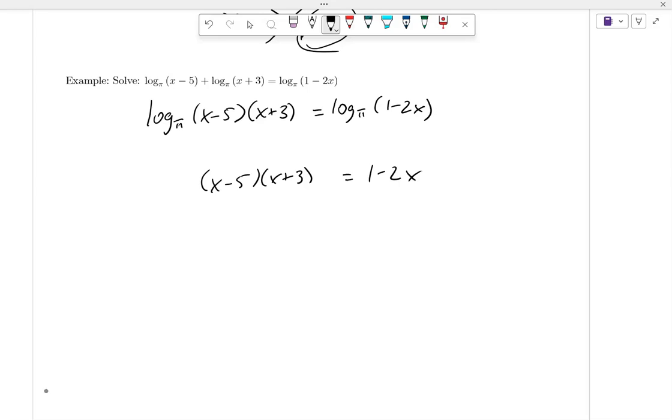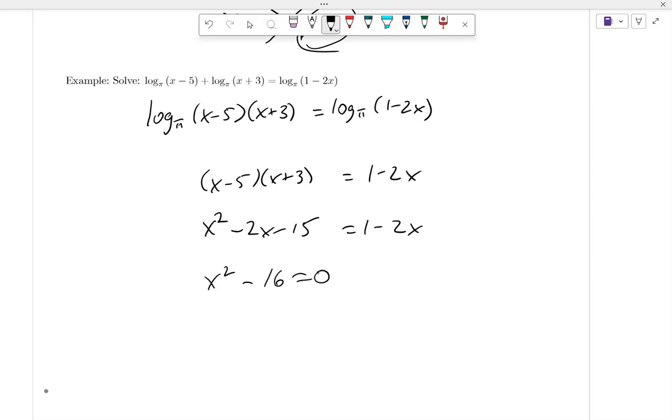And now this looks a heck of a lot like the previous problem, doesn't it? What should we do next? Distribute everything. X squared minus 2x minus 15 equals 1 minus 2x. Next step is to put it all on one side. Great. I'll add the 2x over. Notice they cancel, don't they? We'll get x squared minus 16 equals 0.